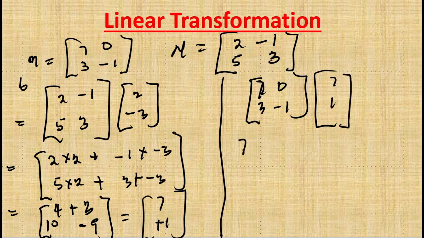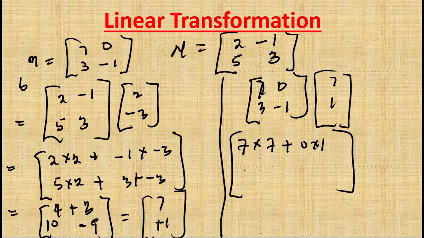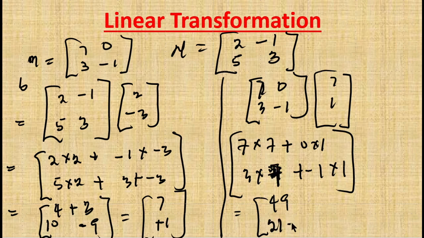So this will be 7 times 7 plus 0 times 1, and 3 times 7 plus minus 1 times 1. That will be the same thing as 49. And here will be 3 times 7, that's 21, minus 1. So this will be the same thing as 49, and here is 20. That answers question B.